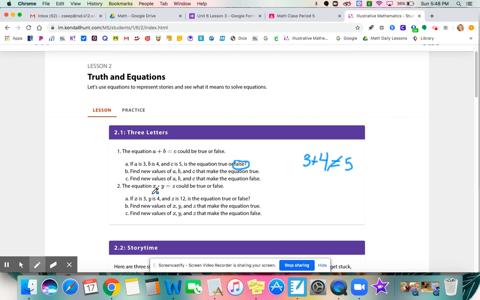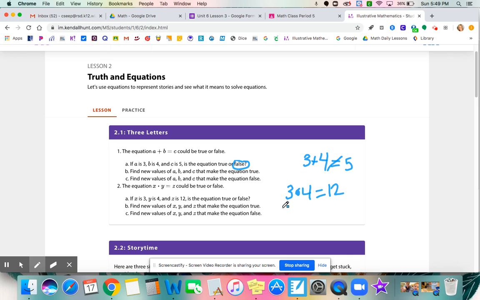The next one is a little bit different because it's not addition. They're saying if I take x times y, so if I multiply two numbers, I get z, whatever that number is going to be. So they want you to decide, could x be 3, y be 4, and z be 12, and make it true? I'd like you to think about that. Pause if you need to, because I'm going to put the work up.